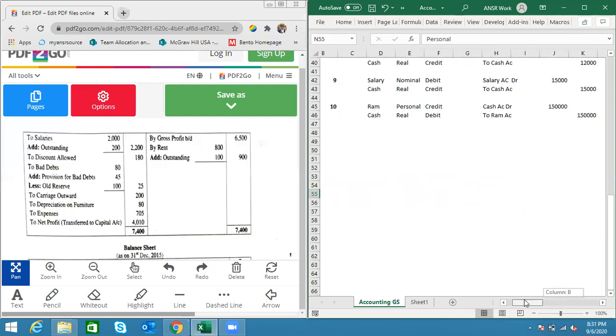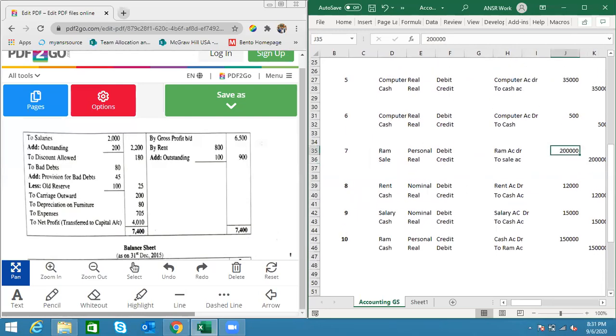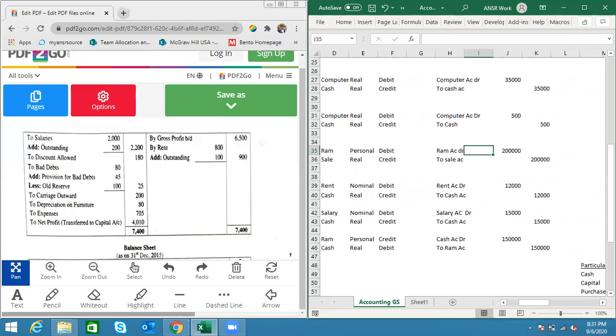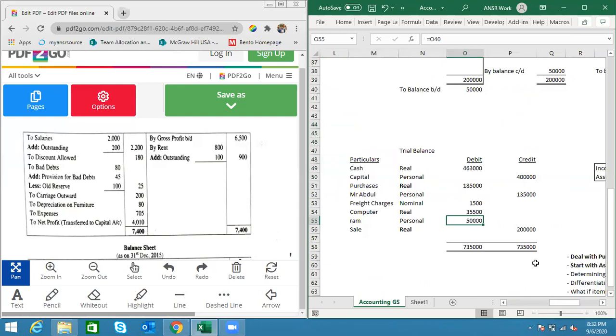In our example, if you remember, we had sold some goods to Mr. Ram for 200,000. Then we received cash of 150,000. Can you see? Here we sold, then we received 150,000. So he owes us 50,000, right? So that's an asset, referencing the ledger when we are doing this.